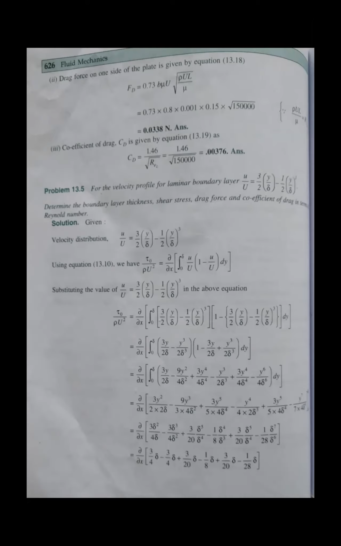However, we have taken these reduced equations from the previous equations, but the procedure is the same, and CD is 1.46 divided by root ReL, where the ReL value, the Reynolds number value at L equal to 1 meter, is calculated, 15 into 10 power 4 we calculated, and the drag coefficient is found.